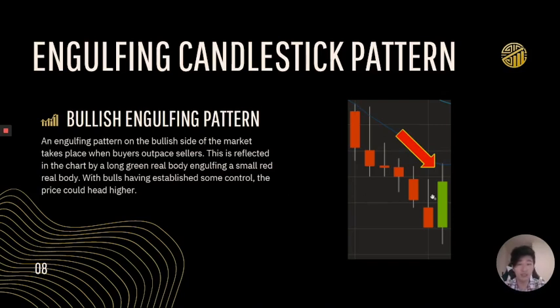So this is reflected in the chart. You can see by this long green real body engulfing a small red real body. And so that means what? With bulls having established some control, now you can see that potentially the price could head higher. Okay, so very useful candlestick patterns that you guys should know.